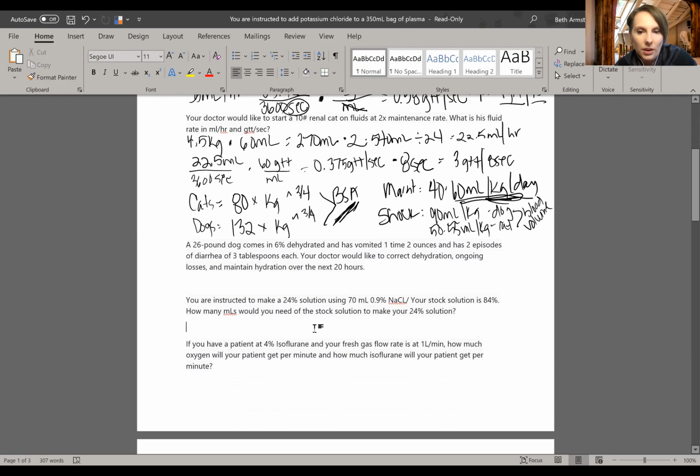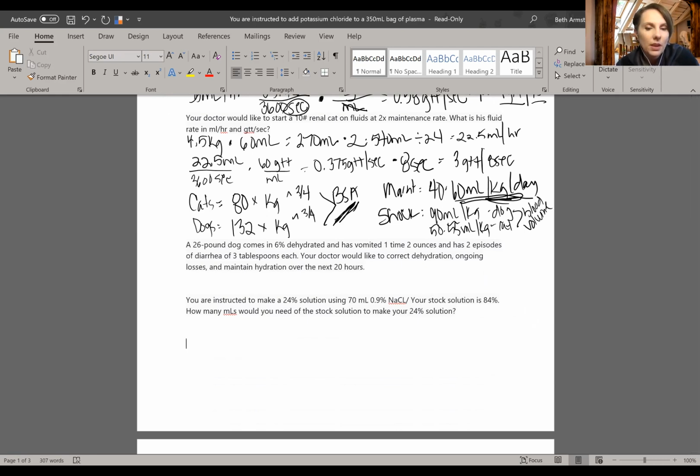And let's do our solution one, because I know you guys had questions on solutions. Okay, so you're instructed to make a 24% solution using 90 mLs of sodium chloride. Your stock solution is 84%. How many mLs would you need of your stock solution to make a 24% solution? All right, so now's the question.